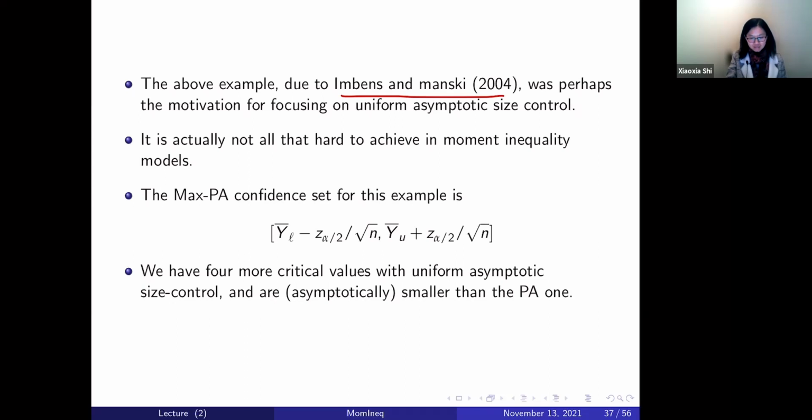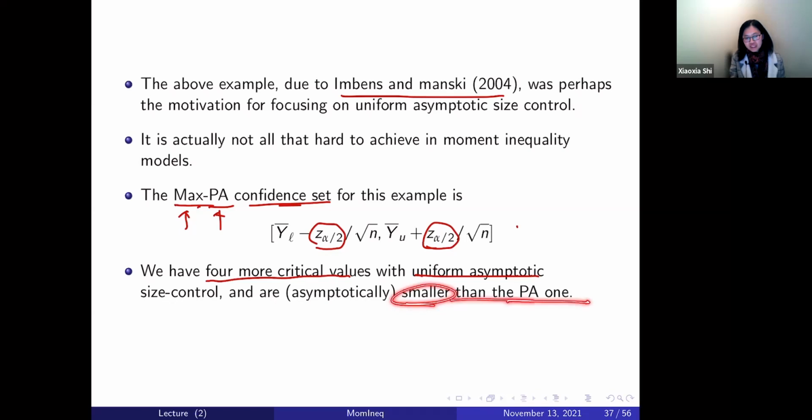Like for the stylized example, uniform asymptotic size control can be achieved by replacing the one-sided critical value by the two-sided critical value. Then this has uniform asymptotic size control. And that is equivalent to the max PA confidence set. So the confidence set based on the max test statistic and the plug-in asymptotic critical value reduces to this. And so that is one critical value that has uniform asymptotic size control. We have 4 more critical values that also achieve uniform asymptotic size control, but they are smaller than the PA. So potentially they lead to a more powerful test and narrower confidence set.